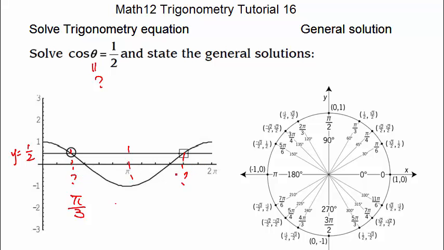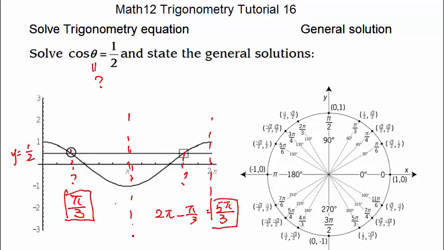The other one, okay, maybe it's hard to find out how much it is, but be careful. This thing is a symmetry. Okay, this is symmetry from here. That means from this side is pi over 3. From the other side, also pi over 3. So we can use 2 pi minus pi over 3 to find out. So 2 pi is 6 pi over 3 minus pi over 3 equal to 5 pi over 3. So the 5 pi over 3 and then pi over 3 are our solutions.